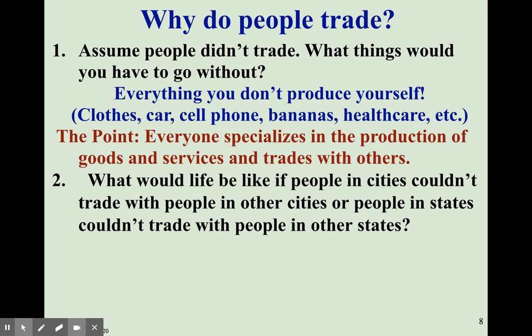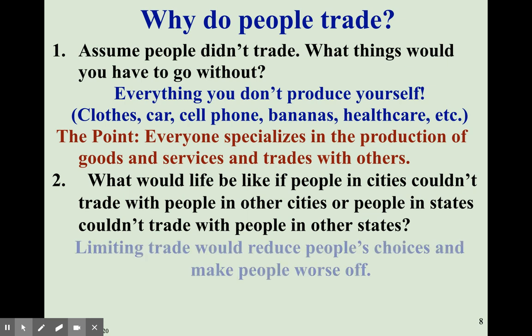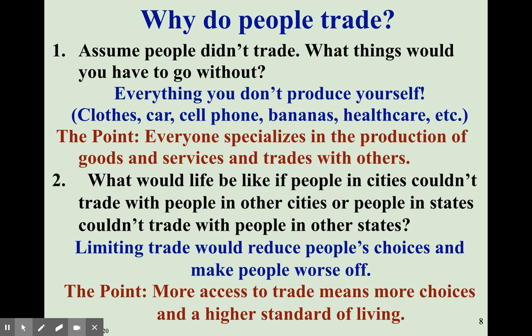What would life be like in cities if we couldn't trade with people in other cities, or in states where we couldn't trade with people in other states? It would limit the amount of choices and make people worse off. More access to trade means a higher standard of living.